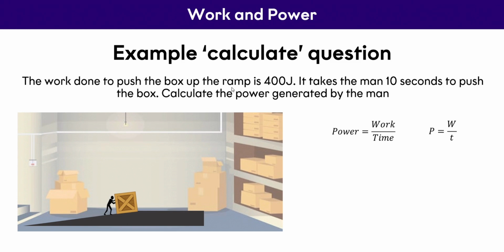The next thing we do is go through the question and find information that we need. And so the work done to push the box up the ramp is 400 joules, and so we've got a work of 400 joules. It takes the man 10 seconds to do this, and 10 seconds is a time. So we've got work and we've got time, meaning we can determine power. We then put our numbers in where the letters are. So we put in P equals 400, which is the work, divided by 10, which is the time, and we get a power of 40 watts. And remember to put watts in so you get the question correct.